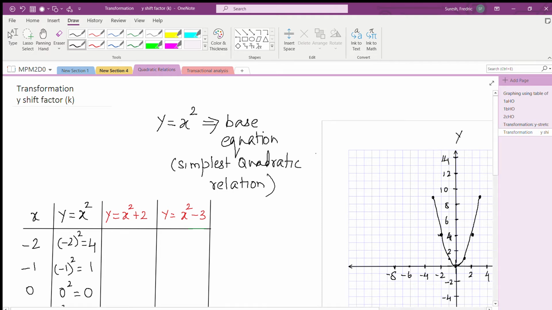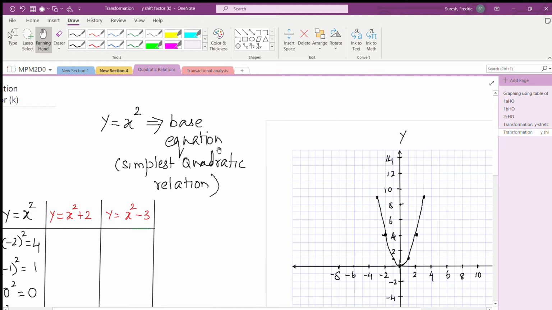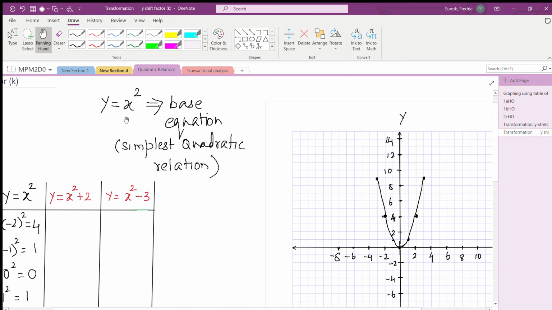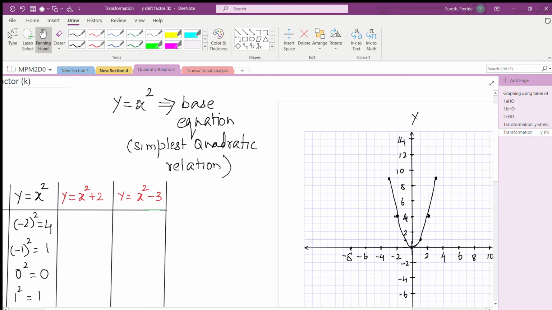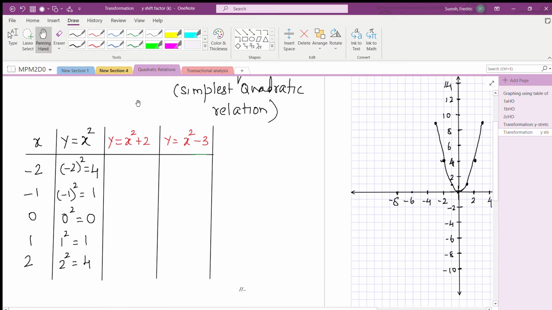Guys, in this video, we are going to talk about the second transformation, the Y shift factor, which we denote by the letter K. So, as usual, as we saw in the previous video, we start with the base graph y equals x squared, and we have a table of values here.